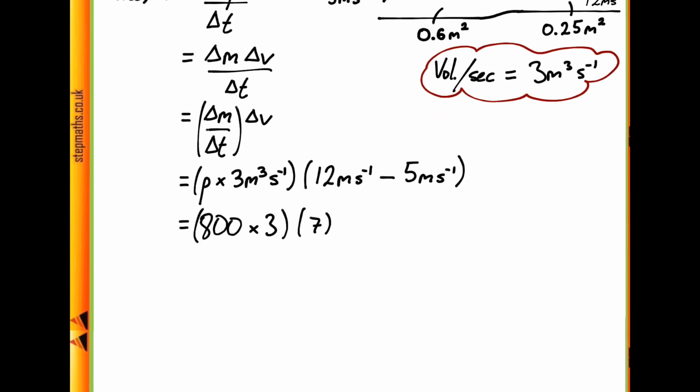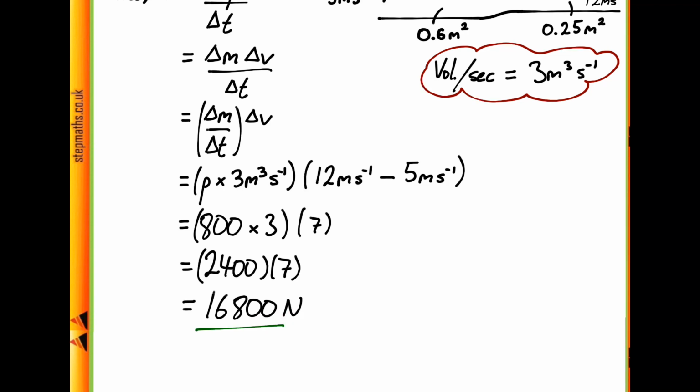So this force is just going to be equal to our density, 800 kilograms per meter cubed, multiplied by our 3 meters cubed per second, multiplied by our 7 meters per second velocity change, to get our force being 2,400 multiplied by 7, or 16,800 newtons. So this is just going to be our final answer, and it's going to correspond with D given in the question.